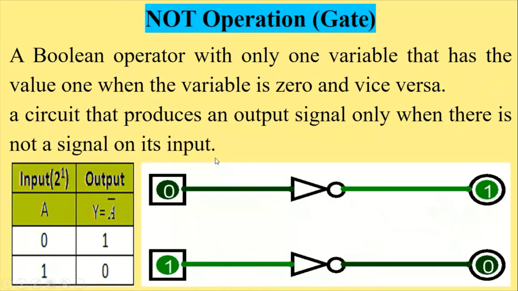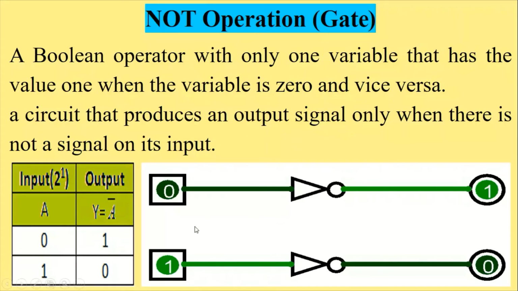So let's move towards the next one, that is called NOT operation or NOT gate. NOT means inverter or negation, that is called complement. A Boolean operator with only one variable that has the value 1 when the variable is 0 and vice versa. If you have a variable value 0 and you are applying the NOT gate, that is a small triangle with a small circle at its tip, you will have the value 1, because it reverses the value. If the value is 0, it will change to 1, or if you have 1, the value will become 0, because it converts the value vice versa.